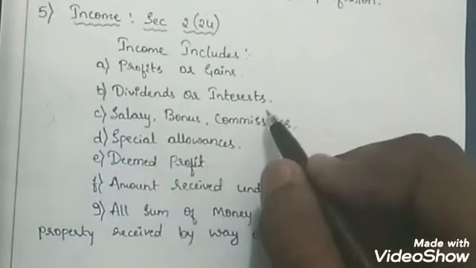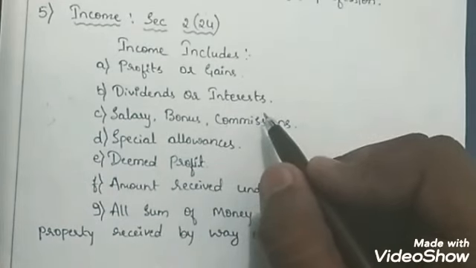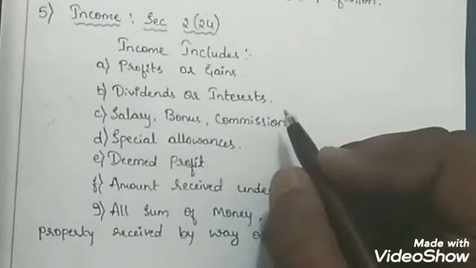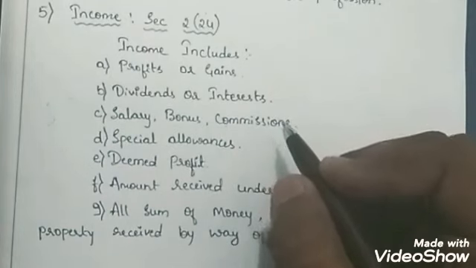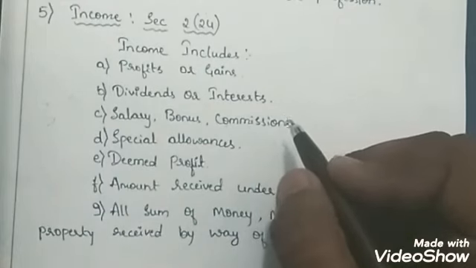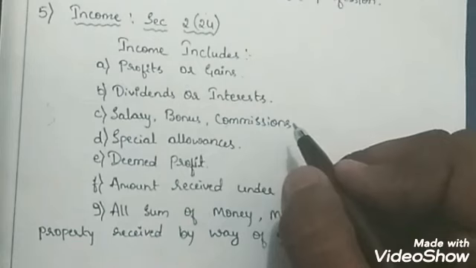Next, dividends or interests. It means if we have purchased any shares or debentures of any companies, then we will get returns on them, right? They are called as dividends and interests. Usually we get dividends if we are the shareholders. It may be either equity shares or preference shares. Basically, returns on shares is called as dividends. And we get interest if we are debenture holders or bond holders. They are also treated as income in IT Act 1961.